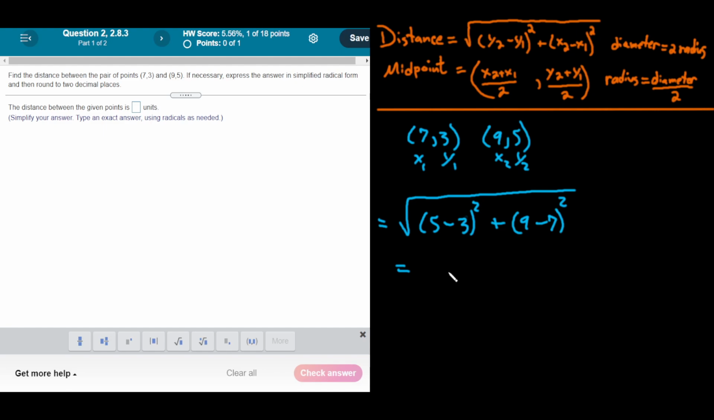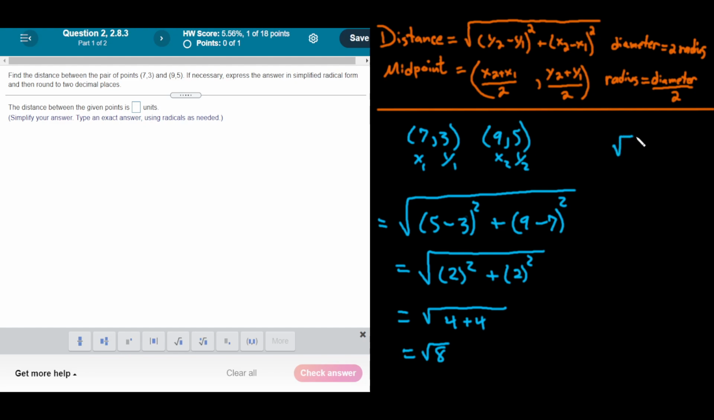Okay, so we have 5 minus 3, which is 2, it's still squared, and then 9 minus 7, which is also 2, squared. We're gonna square root everything. 2 squared is 4. You know, just solve piece by piece. This is 4 plus another 4, which is going to be the square root of 8. Now, there is no perfect square root of 8 because 8 is not a perfect square. So what is the square root of 8? They want an exact answer in the form of a radical.